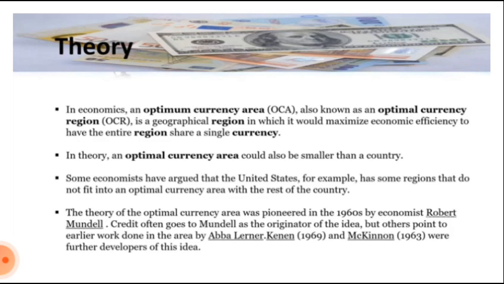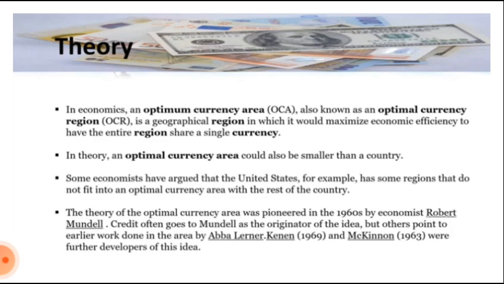We know that, in a preliminary view, there is a currency for all countries to transact their day-to-day activities, which is rooted in economics. In economics, an optimum currency area is also known as an optimum currency region. It is a geographical region in which it would maximize economic efficiency to have the entire region share a single currency.